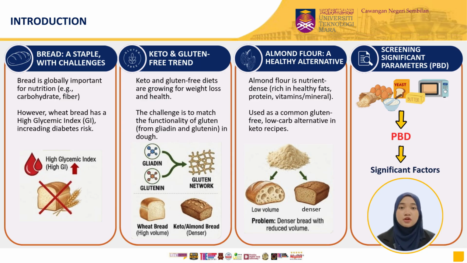Because bread quality depends on many ingredients and processing variables, it is important to determine which parameters are truly significant instead of changing one factor at a time. Therefore, this study applied the Plackett-Burman design, which is an efficient screening design capable of evaluating many variables using only a limited number of experimental runs.